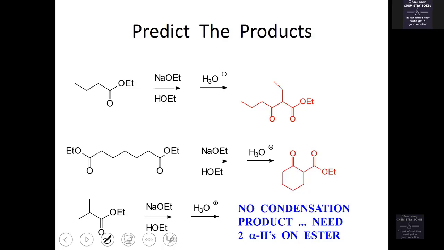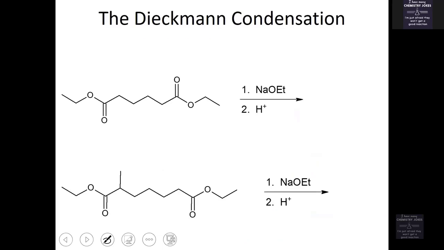Claisen has to have base followed by acid in order to work. Claisen has to have 2 alpha hydrogens, mix the ester in with base, and then it's going to need acid as a workup step to make sure that you get a neutral product in the end. The Dieckmann condensation reaction, we're going to draw these together. You should try it though. The Dieckmann condensation always makes a ring. The Dieckmann always does an intramolecular cyclization.